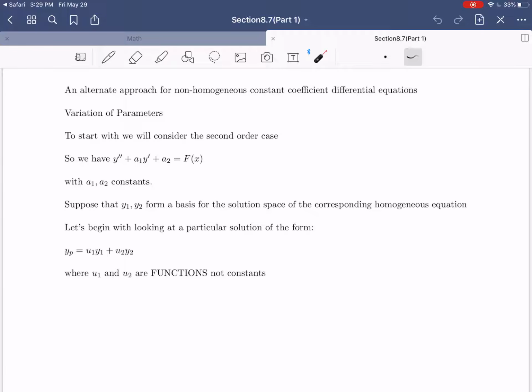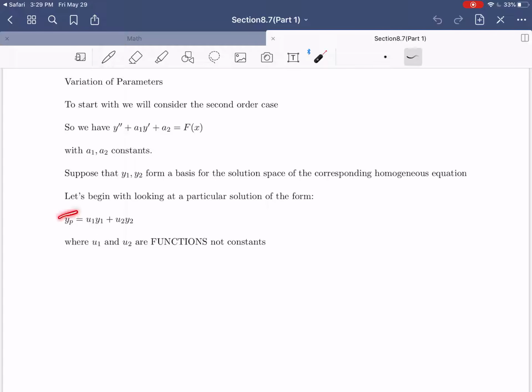Remember, the general solution to a non-homogeneous equation is a single particular solution plus a linear combination of the homogeneous solutions. So we're going to try to find a particular solution of this form: u1y1 plus u2y2, where u1 and u2 are not constants, but instead functions. The logic behind this, as the name would imply, is that we're going to let u1 and u2 vary as functions in such a way that they satisfy this differential equation.